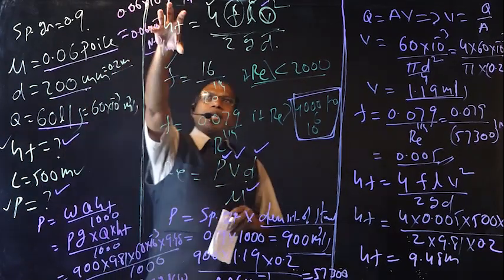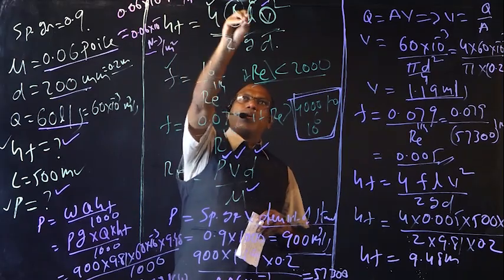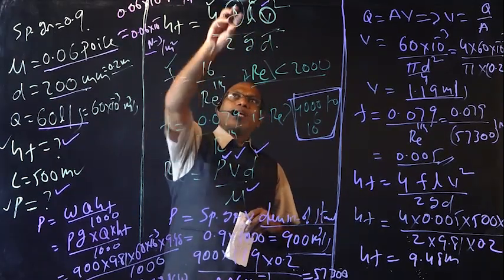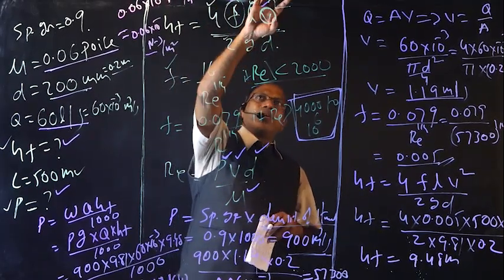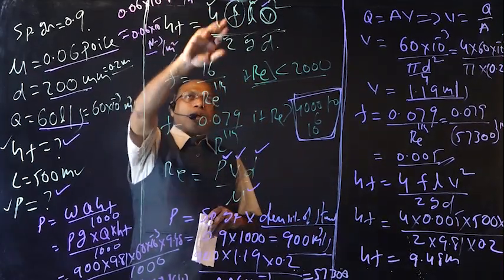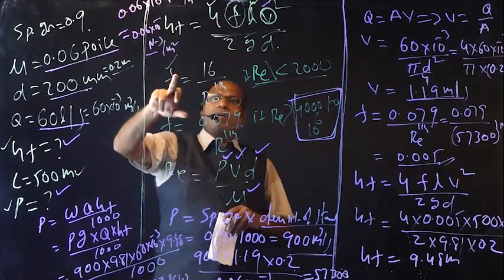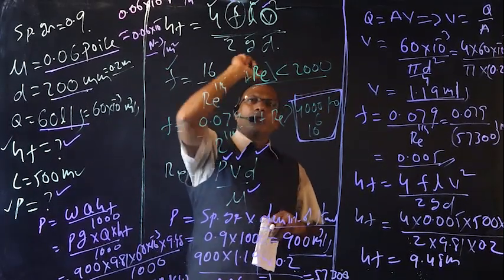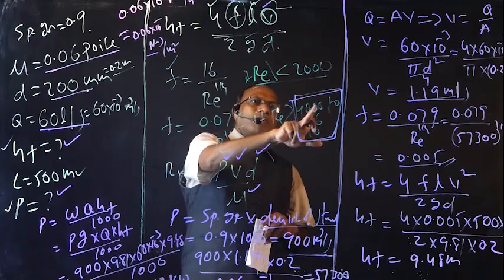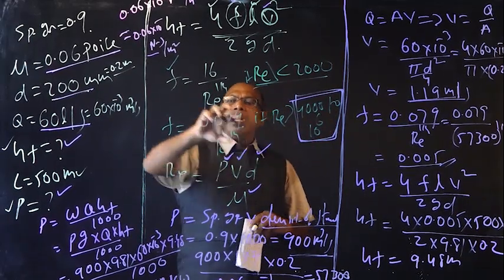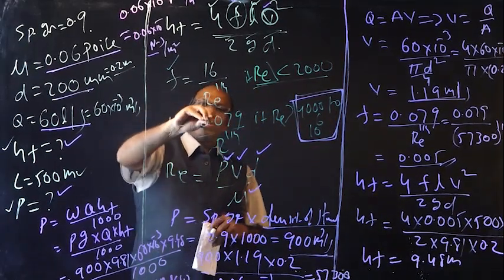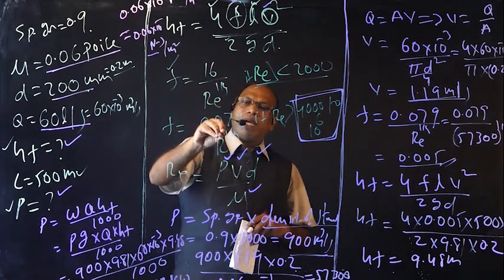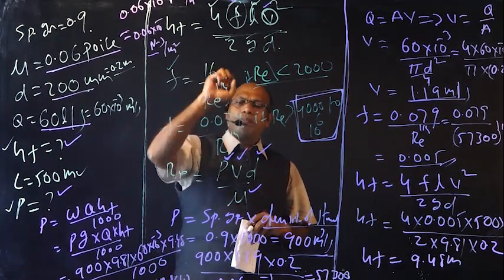Right, we have taken the basic formula, that is HF is equal to 4 FLV square by 2 gD. In this formula, F is not given, V is also not given directly. F is nothing but the coefficient of friction. F is equal to 16 by Reynolds number if the Reynolds number is less than 2000. If the Reynolds number is in between 4000 to 10 power 6, the coefficient of friction F is equal to 0.079 divided by Re power 1 by 4.